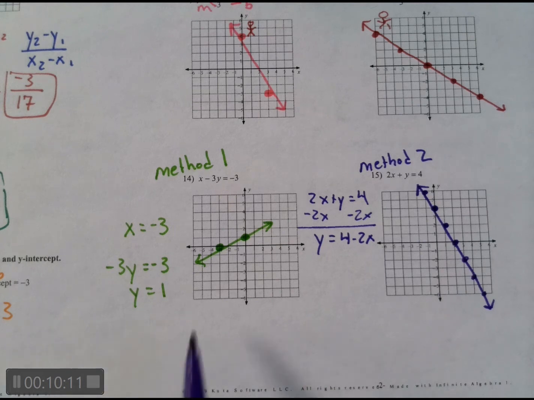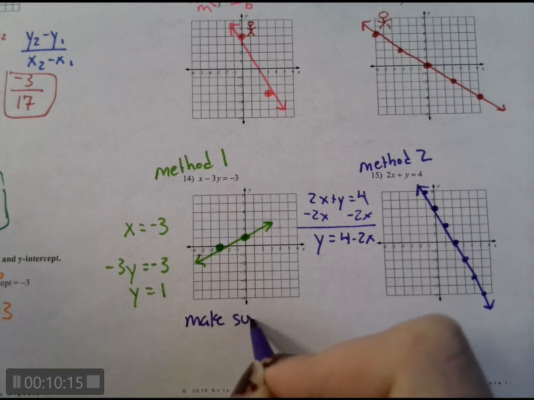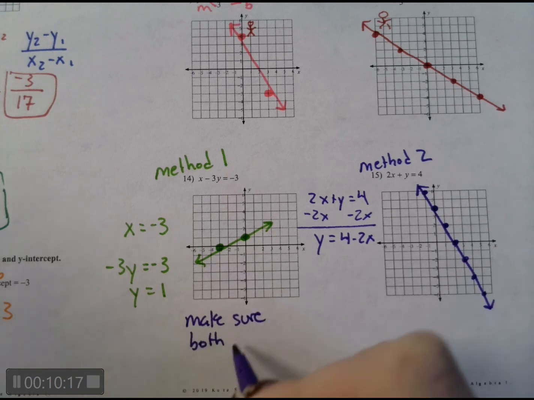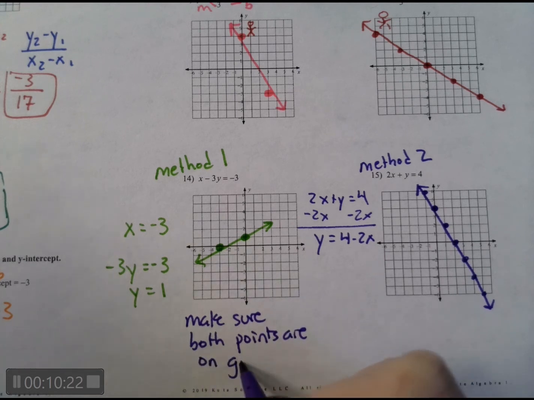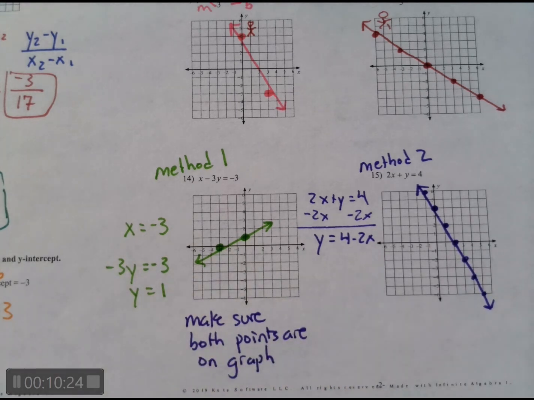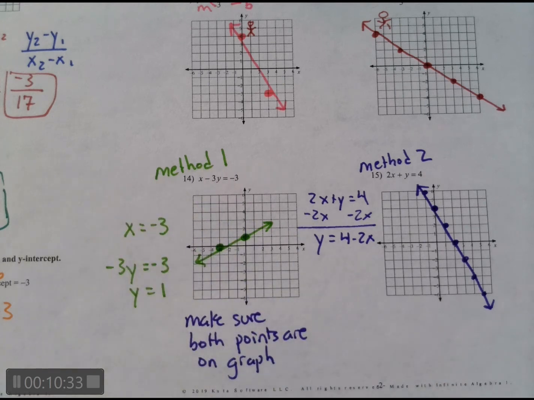Okay? If you use method 1, make sure both points are on the graph. Okay, because if this had been like x equals 10, well, we only go up to 6. Okay? So if you're going to use method 1, make sure both of your points are actually on your graph. Alrighty, so now we have just done the first page. And now we're going to move on to the second page.